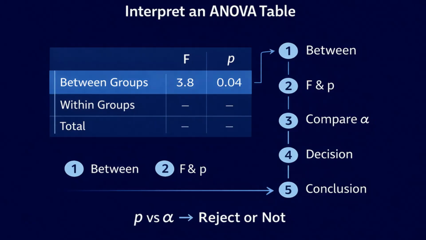To interpret an ANOVA table, you can use a consistent reading routine. First, locate the between groups row. Second, find the F statistic and the p-value associated with the overall test. Third, compare the p-value to your significance level. Fourth, make the reject or fail to reject decision. Fifth, write the conclusion in context about the population means.